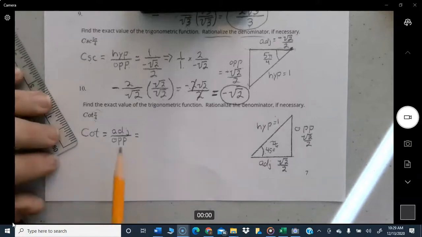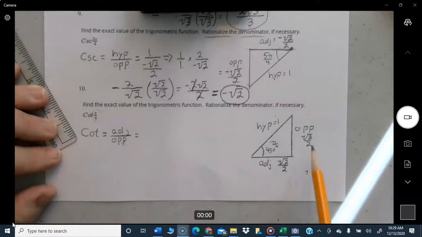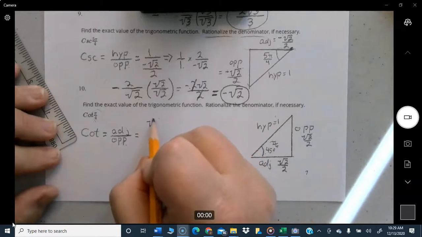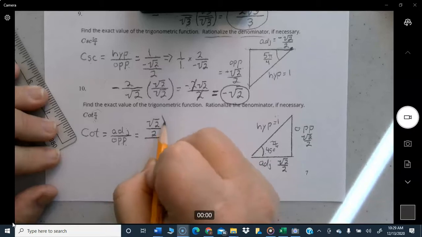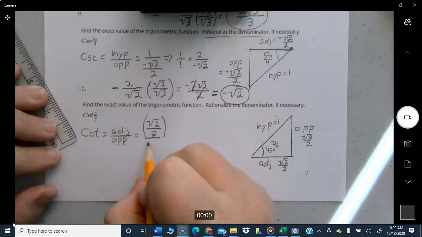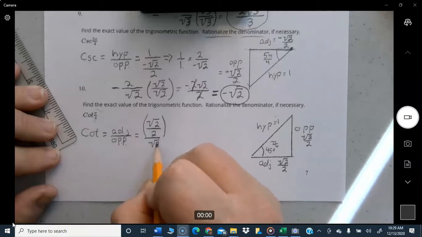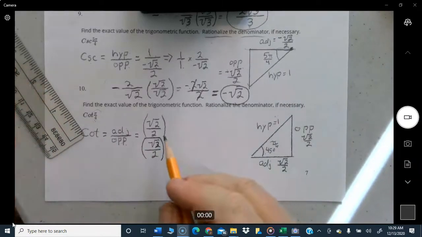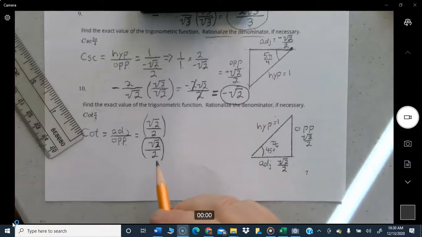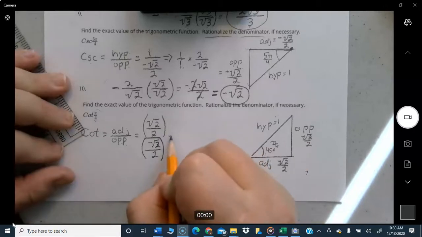Okay, so what we're looking for here is adjacent over opposite, this over this, so that's going to look like this. Square root of 2 over 2 over square root of 2 over 2. For some of you, this might be obvious that anything, even something that's a fraction like this, over itself is going to equal 1. But if that's not obvious to you, let's just do it the proper way.